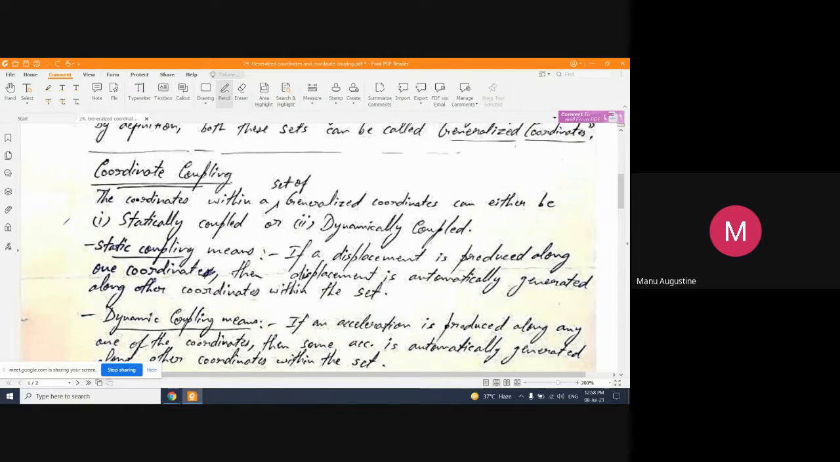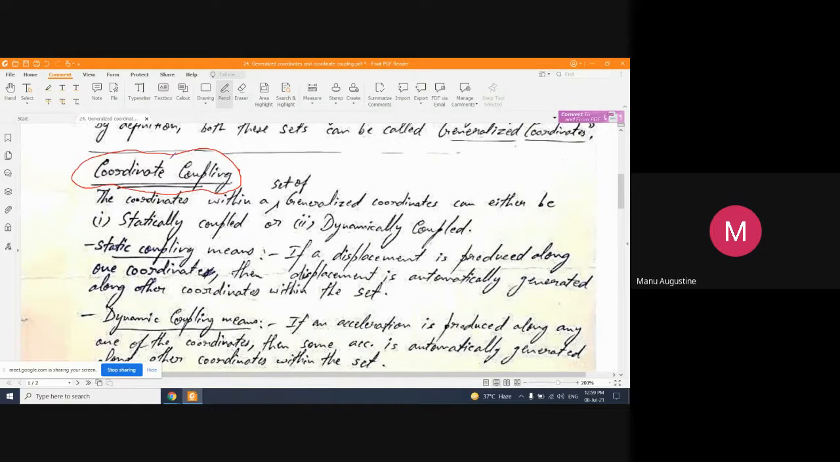So what is the meaning of coordinate coupling? Now, from the outlook of the English word coupling, when you develop a phrase called coordinate coupling, obviously you get the basic idea, right?